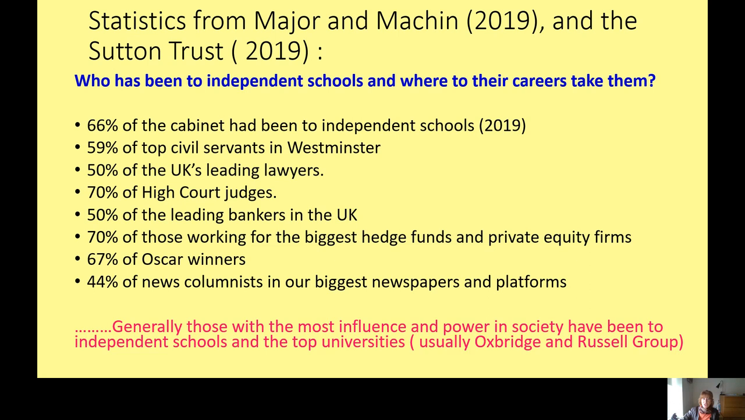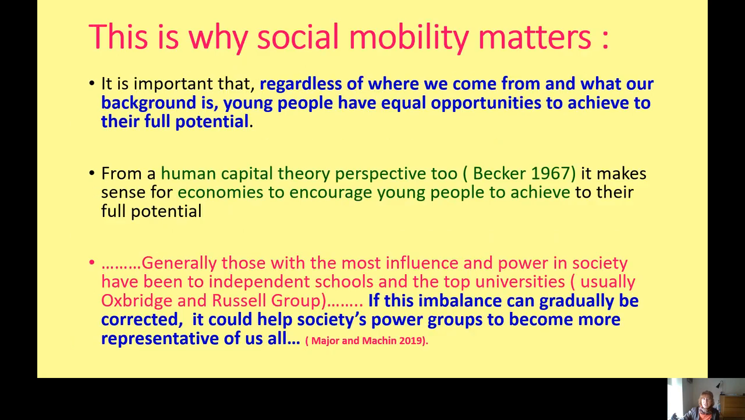70% of High Court judges have been to independent schools. So Major and Machin sort of pointed out that generally speaking, those people in our society who are in the positions of the most influence and power have been to the most elite universities, nearly always Oxford and Cambridge, and certainly Russell Group universities. And possibly that is not necessarily representative of our society. So this is why social mobility matters.